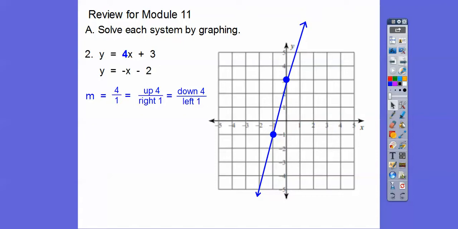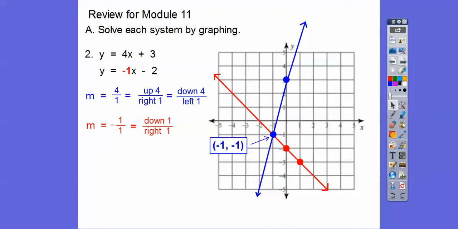All right, this next one is -2, so I'm going to graph the -2. And then the slope is -1, which is -1/1, which means we go down 1 to the right 1. So from this red point, I'm going to go down 1 to the right 1 and make another point right there and connect those up, and then where they intersect is our answer. They look like they intersect at to the left 1, down 1, so -1, -1.